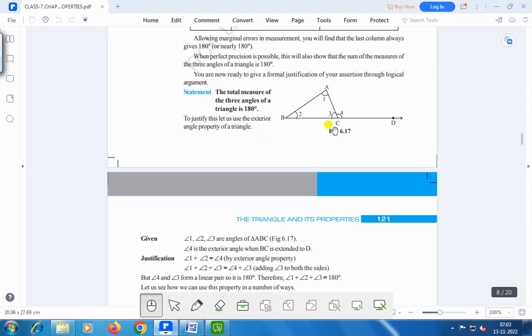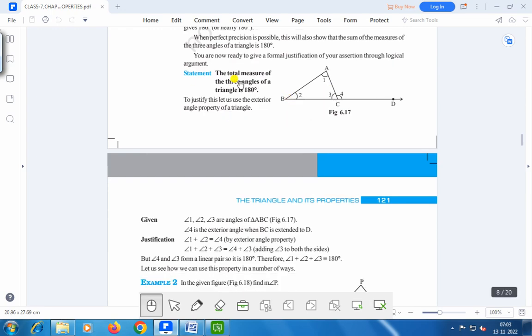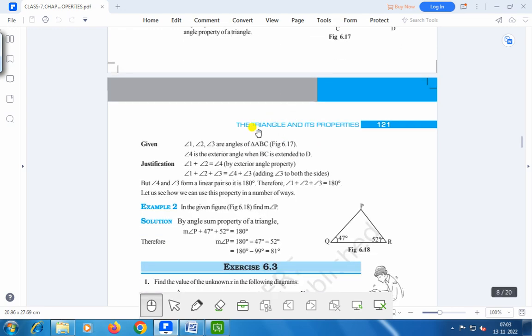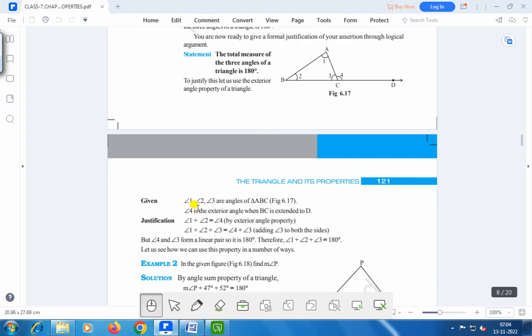Here you see this one, that is what is given. We will prove that the total measure of the three angles of a triangle is 180 degrees. To justify this, let us use the exterior angle property of a triangle. Here it is given that angle 1, angle 2, angle 3 are angles of triangle ABC.